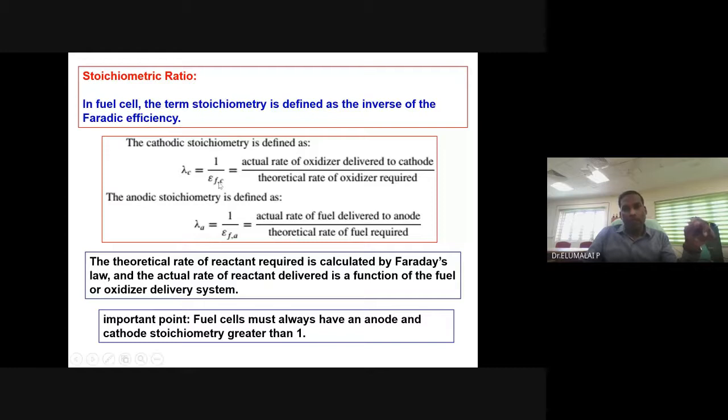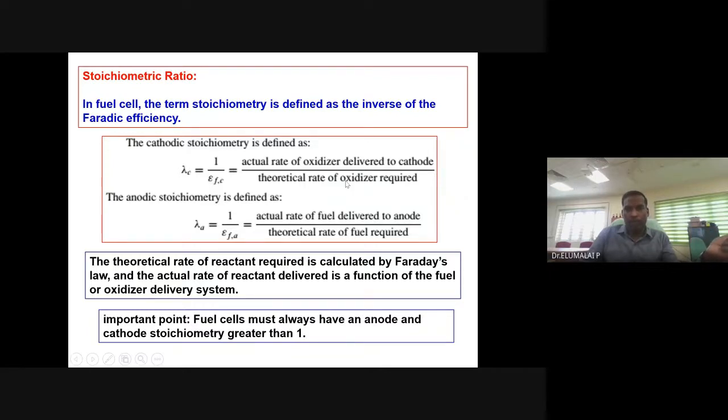So cathode Faraday efficiency, eta Fc. Eta Fa, anodic Faraday efficiency. Then it becomes the anodic stoichiometry ratio and cathodic stoichiometry ratio. This quantity remains the same, only the opposite. The actual rate of oxidizer delivered to the cathode. What is the oxidizer delivered to the cathode? Oxygen. The rate of oxygen being supplied to the cathode, divided by the theoretically required rate of oxygen to be supplied at the cathode, is the cathodic stoichiometry.